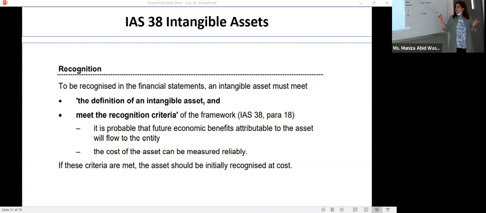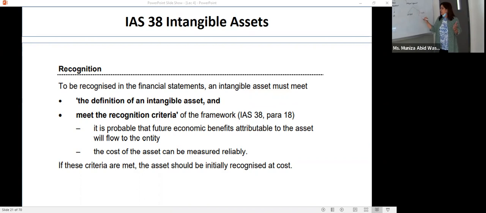Fair value model is normally not applied in the case of intangible assets. Why is it not applied? Because what is fair value? It's the market value of an asset. And for most intangible assets, a readily available market is not present, is it? This is what we have discussed. So normally for most assets, the fair value model is not going to be used, and we are concerned about the cost model in IAS 38 also.